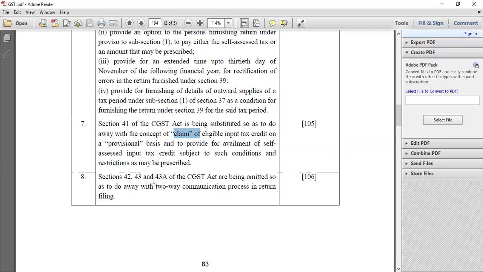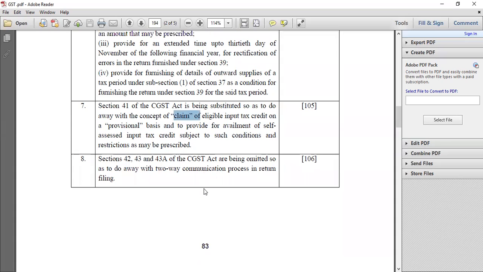Sections 42, 43 and 43A of CGST Act are being omitted because the two-way communication process has been done away with. These sections, Section 42, 43, 43A of the GST Act, pertain to this two-way communication process. So these sections have been omitted.